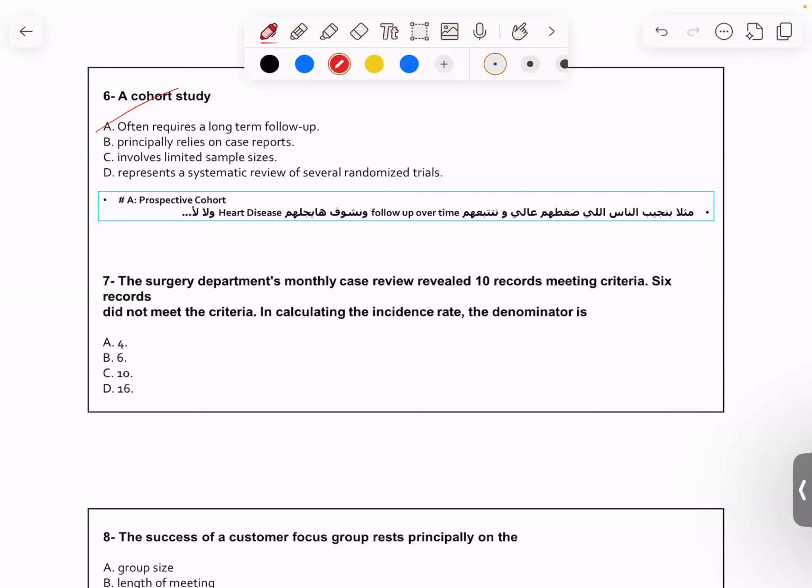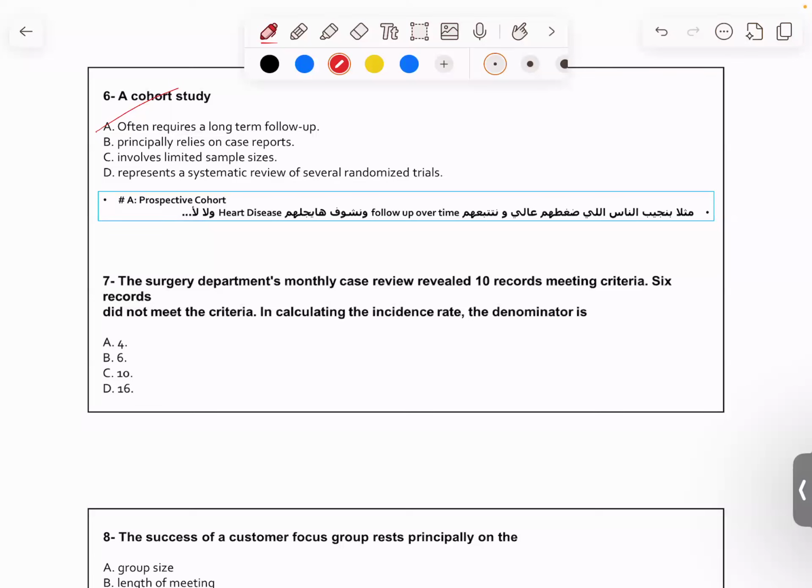Okay, that's the answer. Number 7: the surgery department's monthly case review revealed 10 records meeting criteria. 6 records did not meet the criteria. In calculating the incidence rate, the denominator is A, 4, B, 6, C, 10, D, 16.